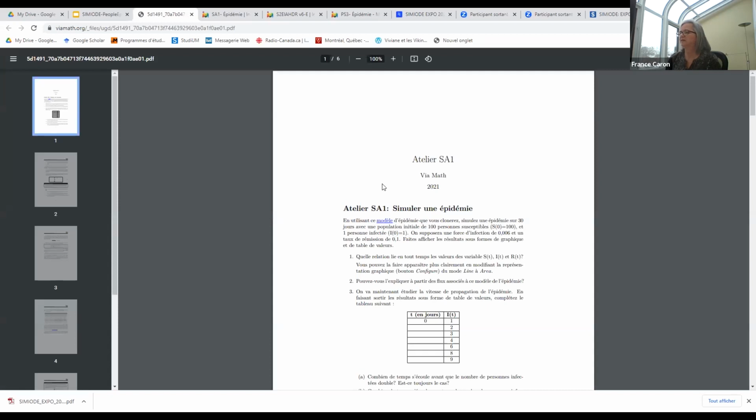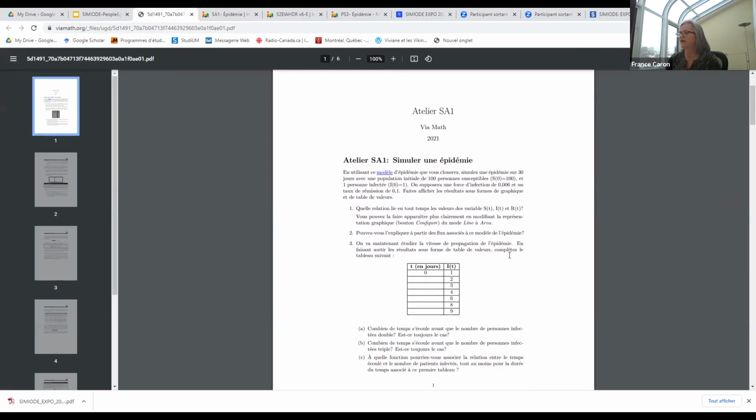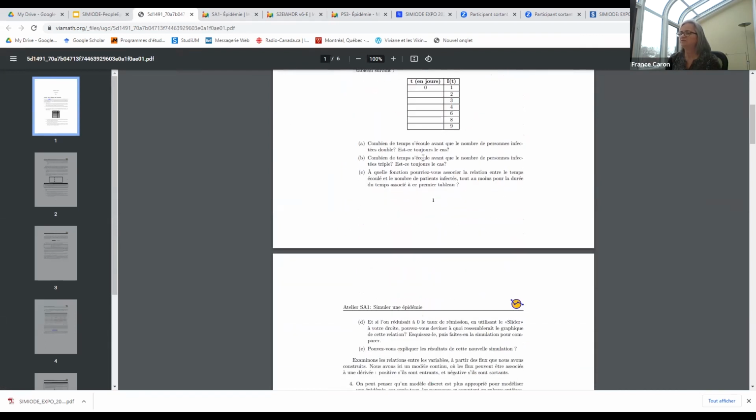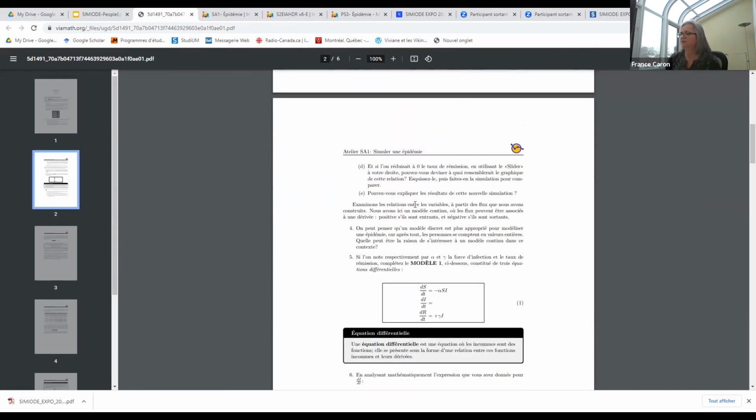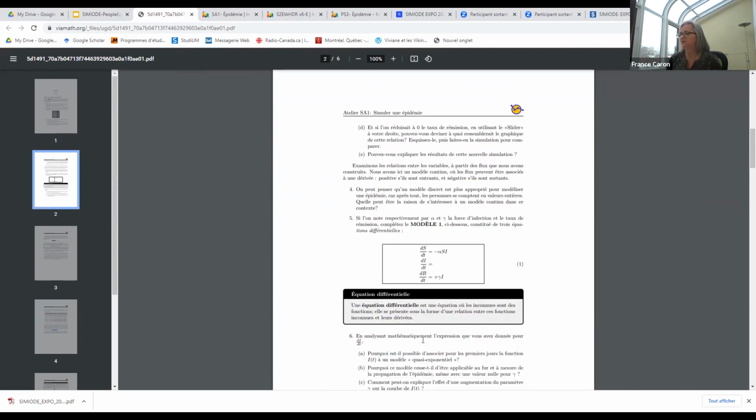in the activity. So they are invited to go to the model, do a few experiments, even fill some table of values, and answer questions. When is it doubling? When is the number of infected people doubling? And other questions of analysis. And eventually they get to the differential equations, and even an introduction, a definition of what a differential equation is. You may have noticed that this is all in French.